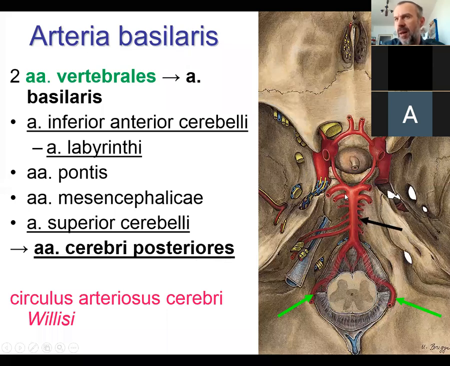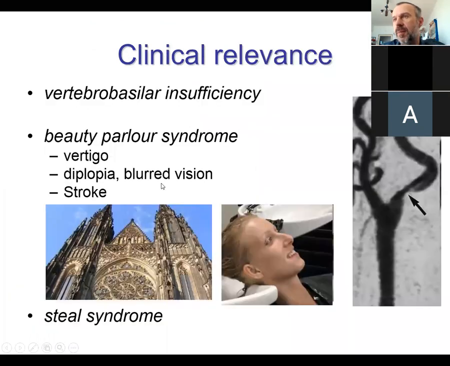And then when we come to the basilar artery, we have already talked about the branches supplying the cerebellum. So the anterior inferior, giving also the labyrinthine artery for the inner ear, and the superior cerebellar, supplying the superior aspect of the cerebellum. And finally, it gives the posterior cerebral artery. So now we know all the branches.